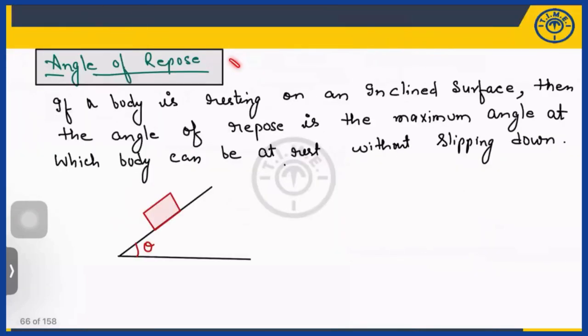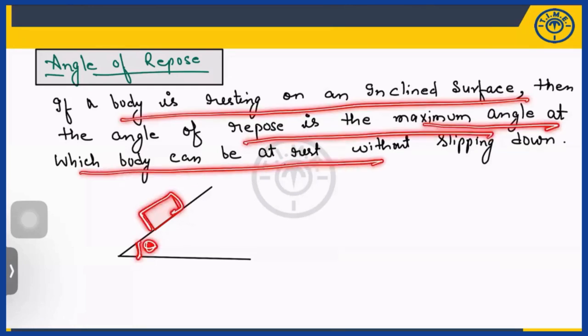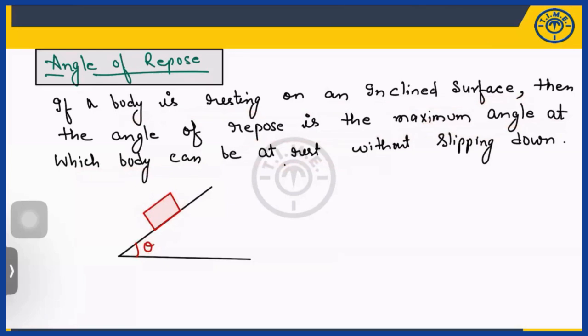Now the second is the angle of repose. What do you mean by angle of repose? If a body is resting on an inclined surface, then the angle of repose is the maximum angle at which the body can rest without slipping down. So, for example, this block is resting on this surface. Now you are increasing the angle, and you have to find out the angle at which the block will not slip down. That maximum angle is called the angle of repose.